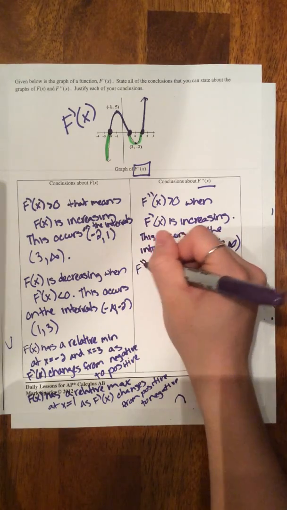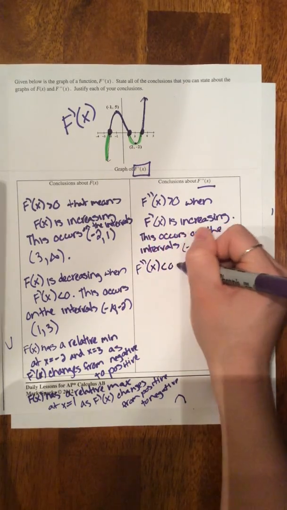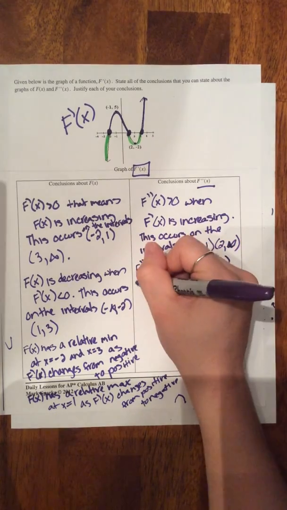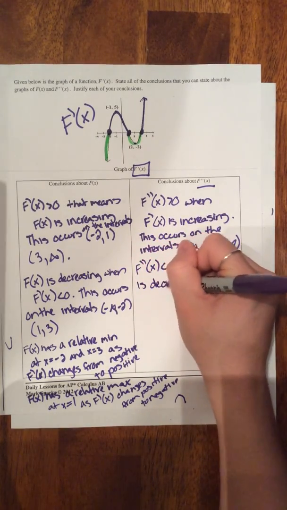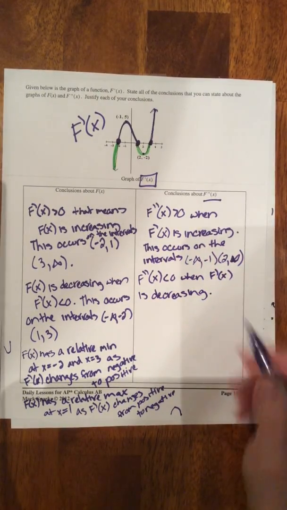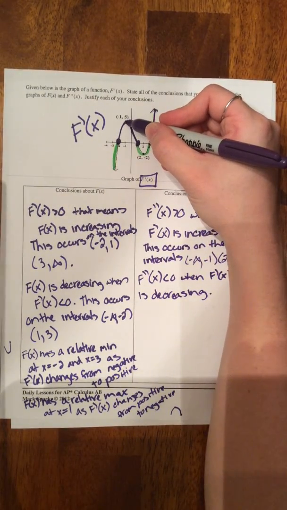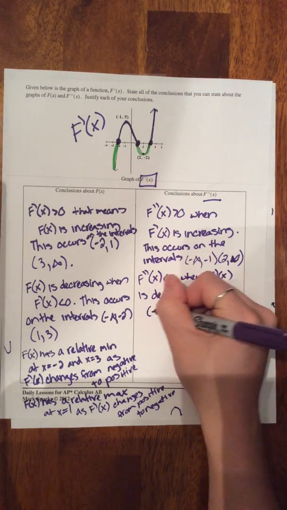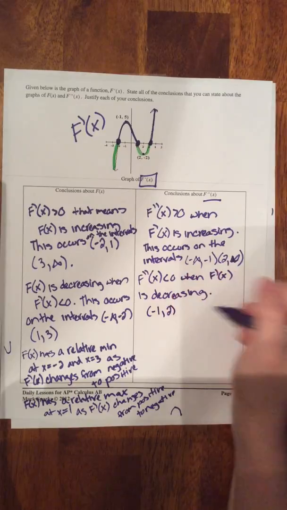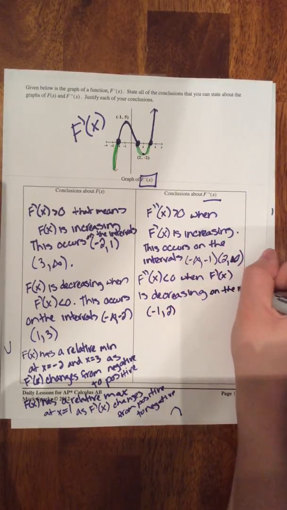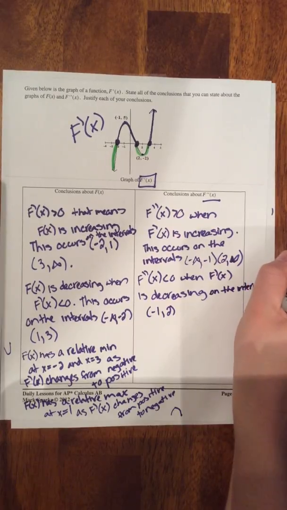Likewise, f double prime is less than 0 when f prime of x is decreasing. And you can see where this is happening. So from negative 1 to positive 2. I'm going to say on the interval, so it doesn't just look like I'm talking at a point.